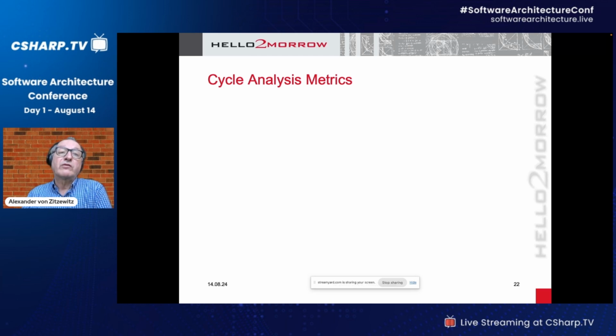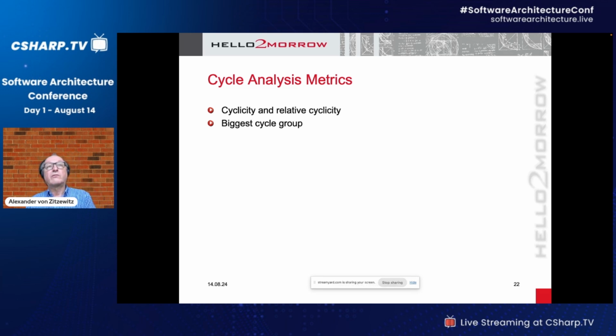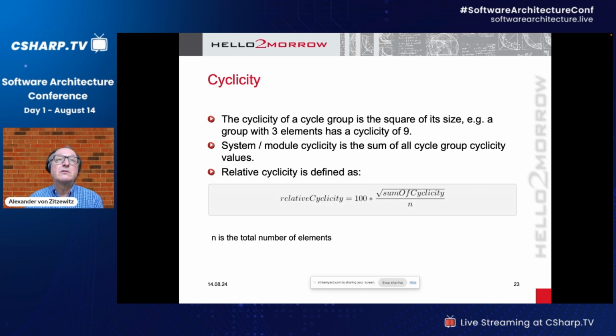Now let's look at some cycle analysis metrics. So let's start with cyclicity and relative cyclicity. Biggest cycle group is also a good indicator. It's just a very simple metric, tells you how many elements are in the biggest cycle group. Structural depth index is a metric that tells us how difficult it would be to break all these cycles up. And let's start with cyclicity here.